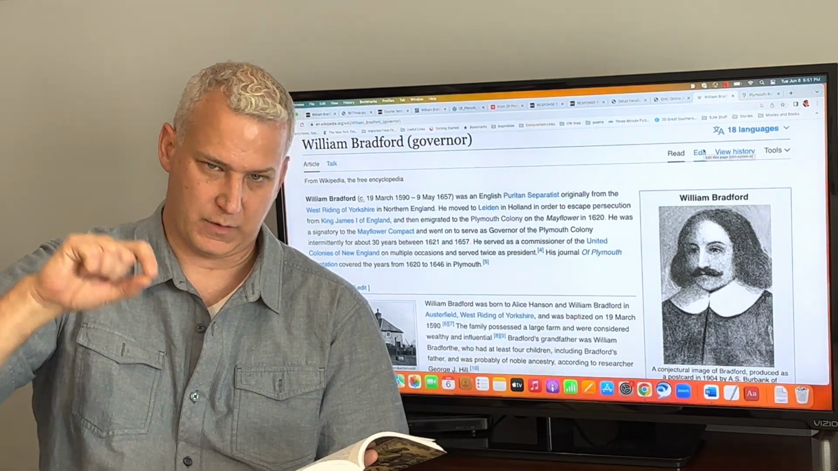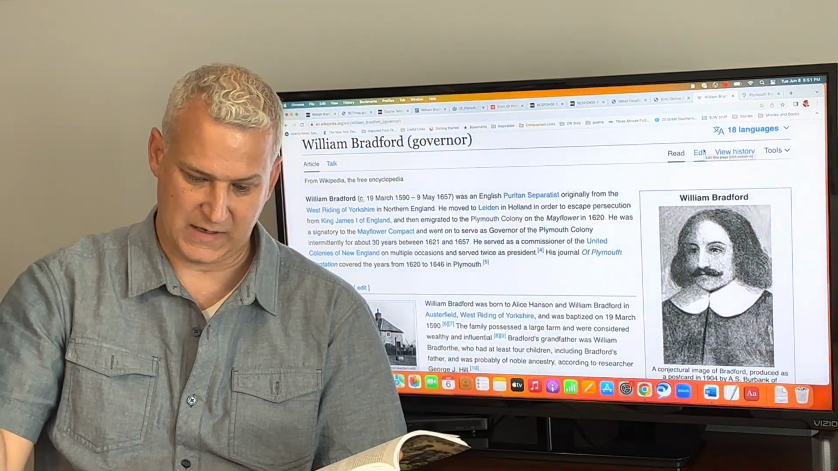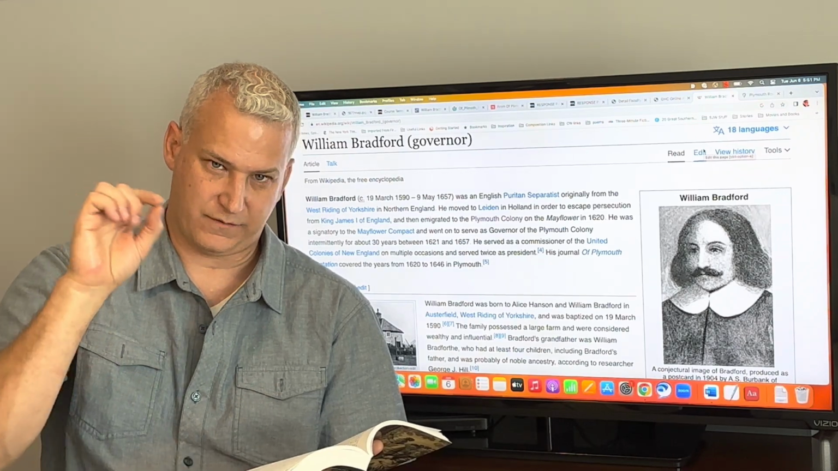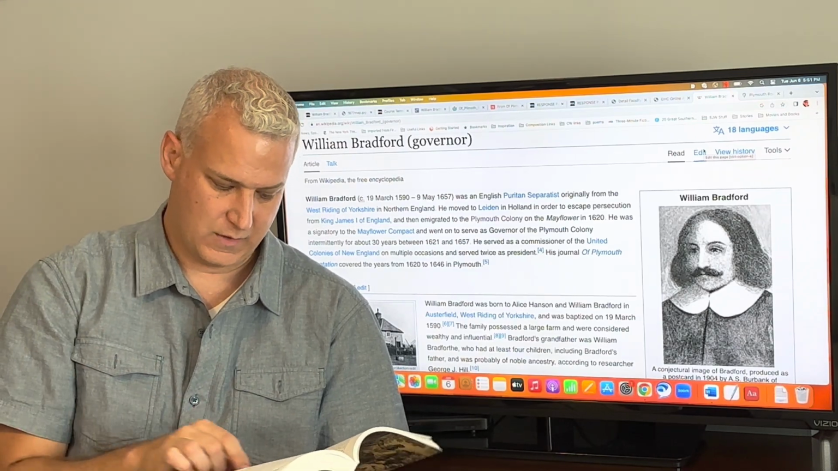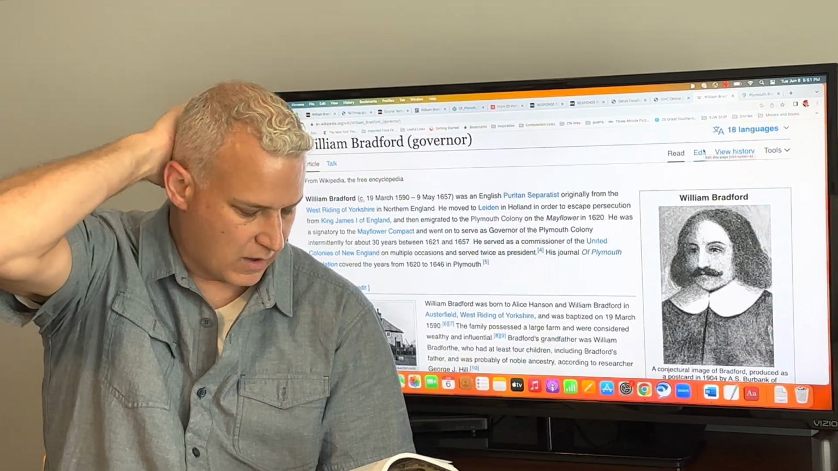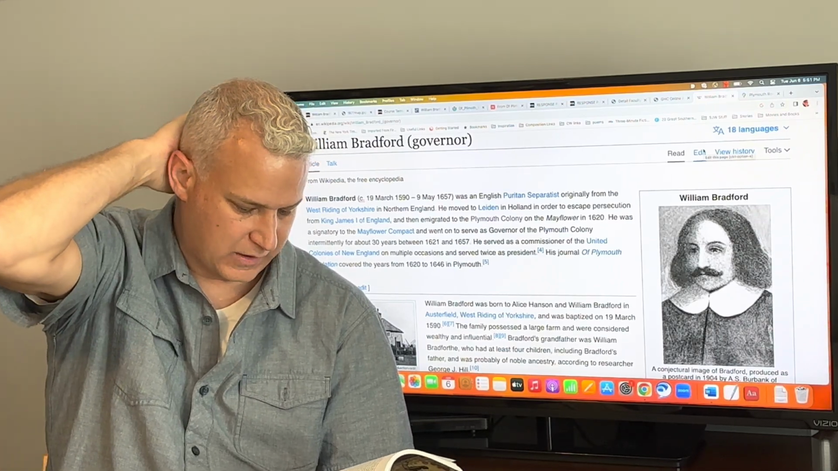They survive that first winter. They're able to plant. The Thanksgiving tradition comes from the first harvest of the Puritans, which is in the fall of 1621. But before you get to that, "all this while the Indians came skulking about them."